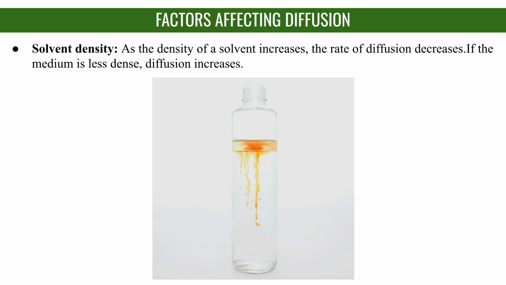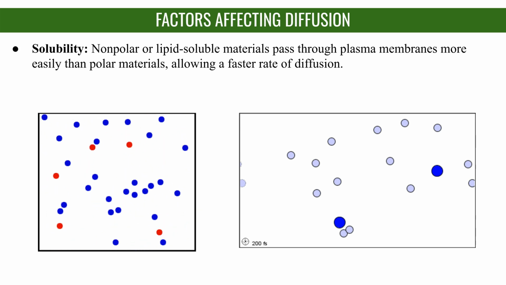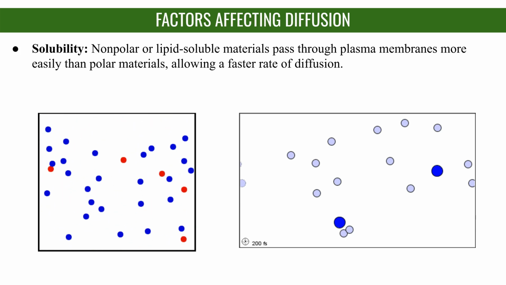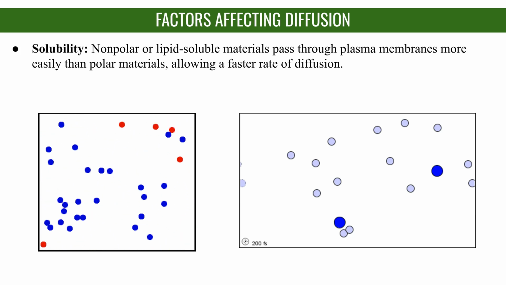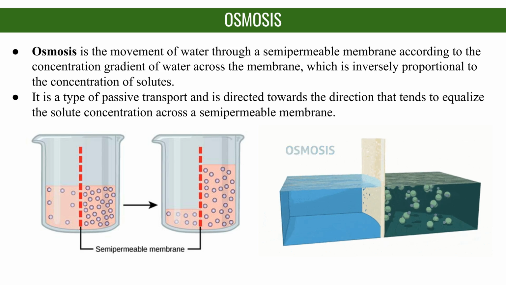Solvent density influences diffusion as well. As the density of a solvent increases, the rate of diffusion decreases. Conversely, diffusion increases if the medium is less dense. Finally, solubility affects diffusion. Non-polar or lipid-soluble materials pass through plasma membranes more easily than polar materials, resulting in a faster diffusion rate.